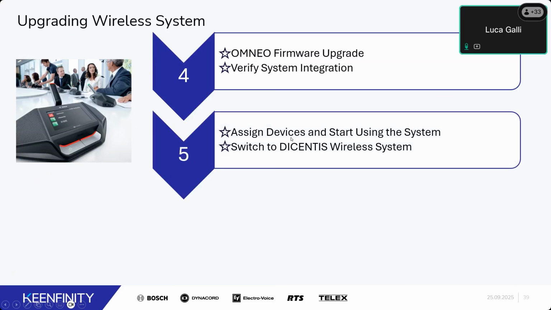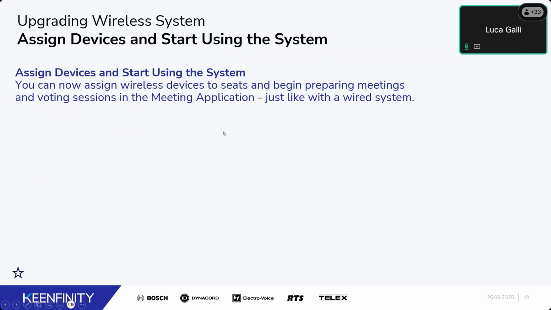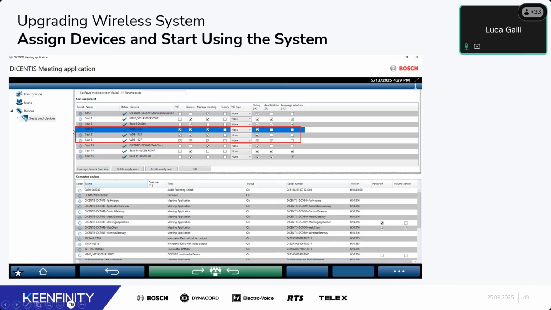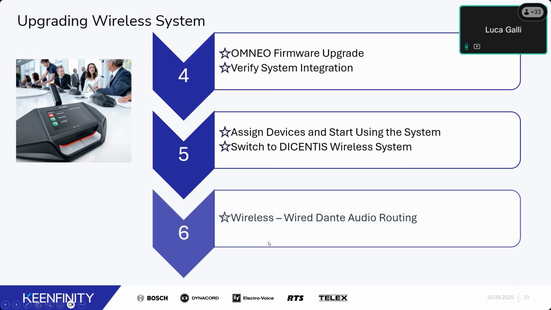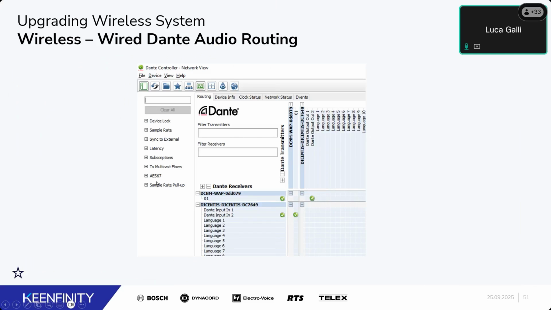Then you have to assign devices, and then you can start using the system and switch to the DICENTIS wireless system. So also here, you can assign the devices. It's quite easy, because in the meeting application, you can easily assign the devices. You can adjust the meeting application, and then you can set up the DICENTIS wireless system. So when you click here, you go in the configuration where you have a mixed wired and wireless unit. Last but not least, you can manage the audio Dante routing by using the Dante controller that is included in the software package.